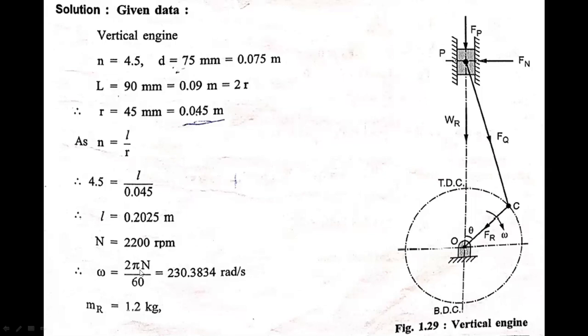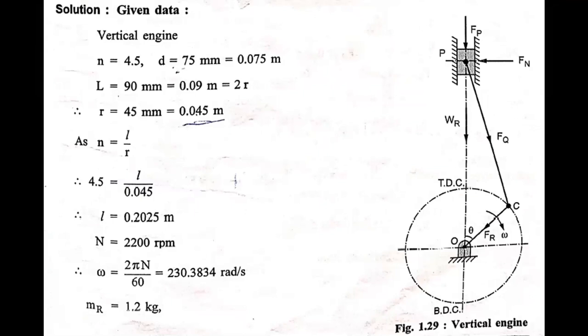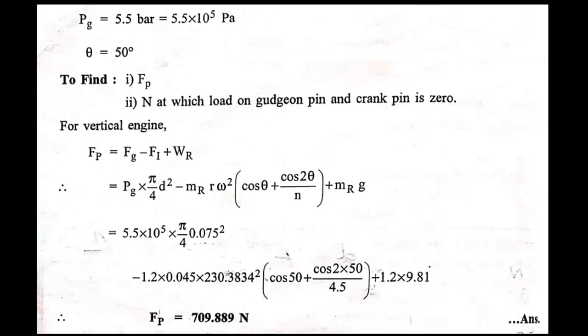N is equal to 2200 rpm. That means omega is equal to 230.3834, and ultimately mr is equal to 1.2 kg. When we convert into Pascal, we multiply 10 raised to the power of 5 into 5.5, and theta is equal to 50 degree. First, we have to find out the value of Fp, and second, the value of N at which the load on the gudgeon pin and crank pin becomes 0.